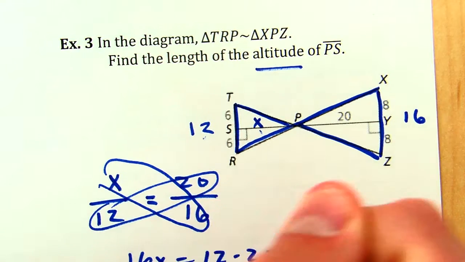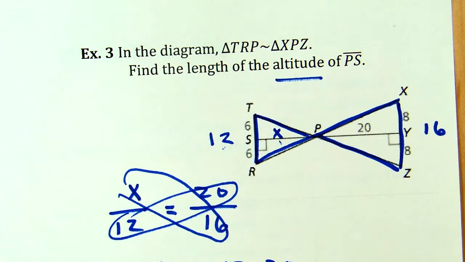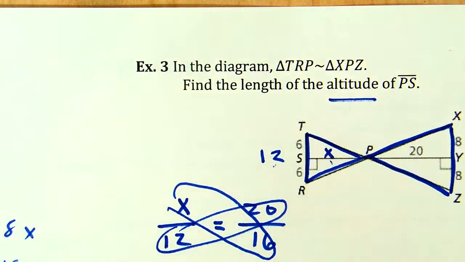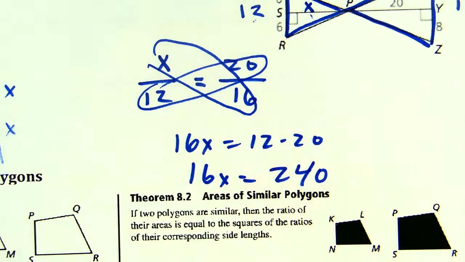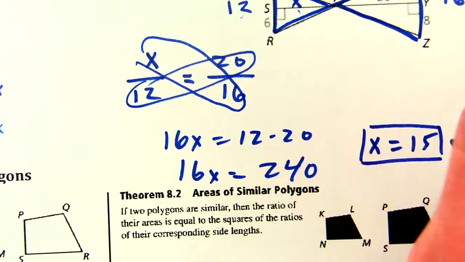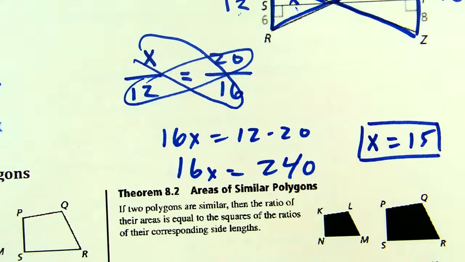Okay. And when you do this, 12 times 20 is 240. At least it was when I was in school. I think it still is. Right. And now since you have 16 times something is equal to 240, you would end up dividing each side by 16. 240 divided by 16 is 15. So therefore that length PS, which I labeled with an X, has to be equal to 15. Okay.